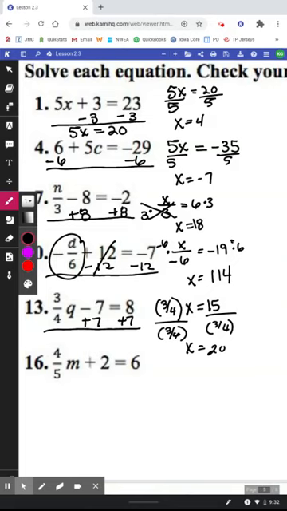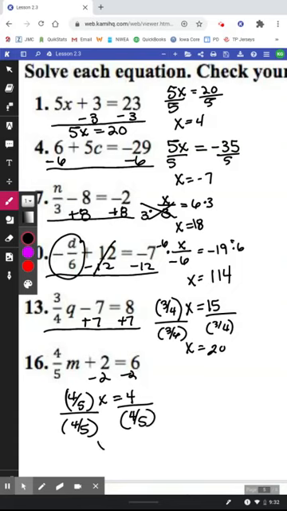On number 16, same thing here. I would subtract 2 to both sides. So 4/5 in parentheses times x equals 4. Divide both sides by parentheses 4/5. And x is 5.